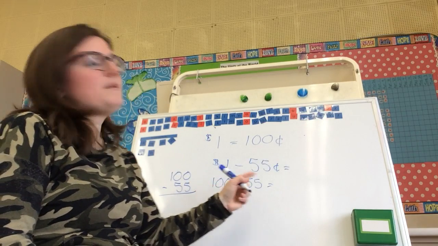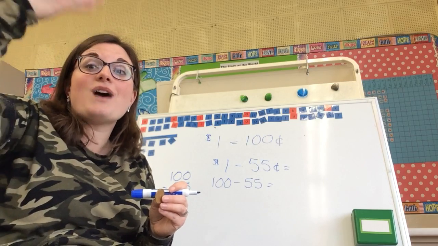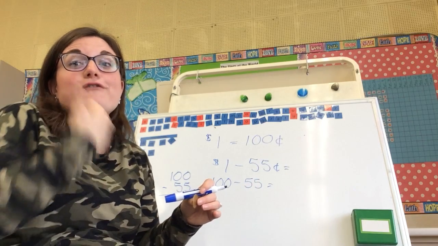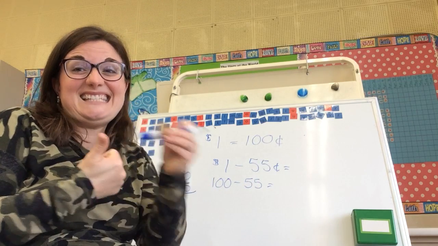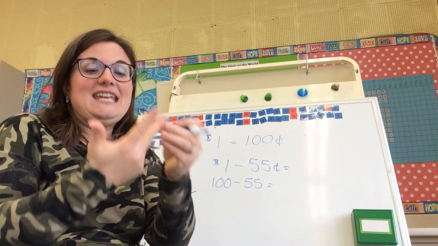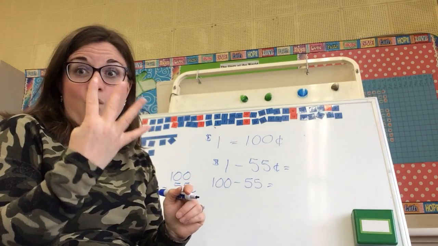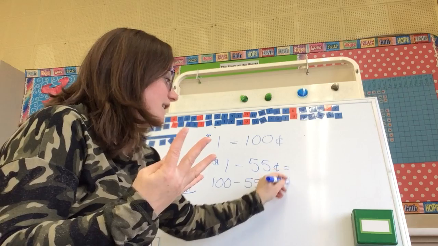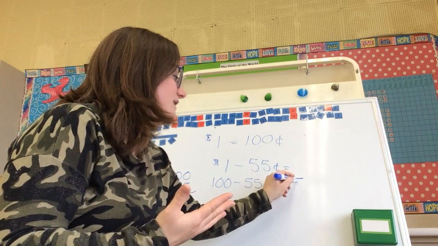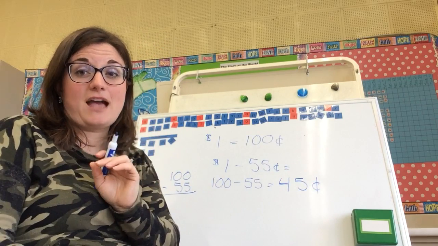So when we do 100 minus 55, we often count up, start at 55 and count up to 100 to find out how much is left. Well, if we start at 55 and we count up 5 more, that gives us 60. And now we can count by tens. 70, 80, 90, 100. So we had 4 tens, which is 40, and 5 to get up to 60, which is 45 cents. So I should get 45 cents back from the cashier.